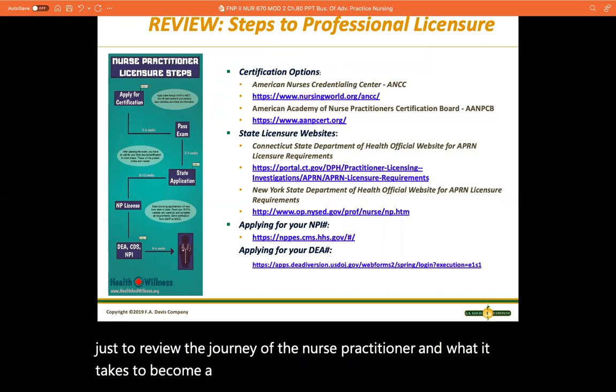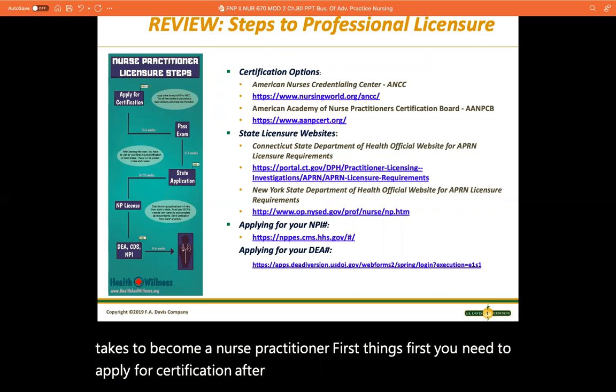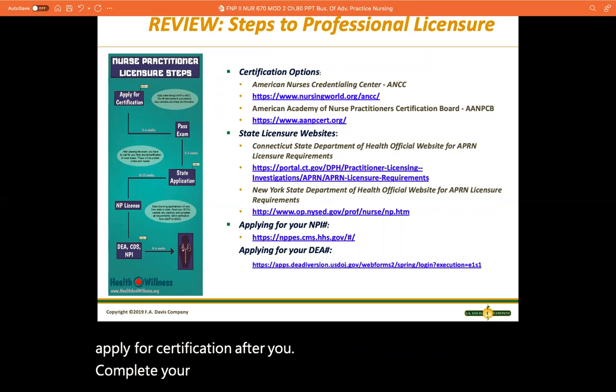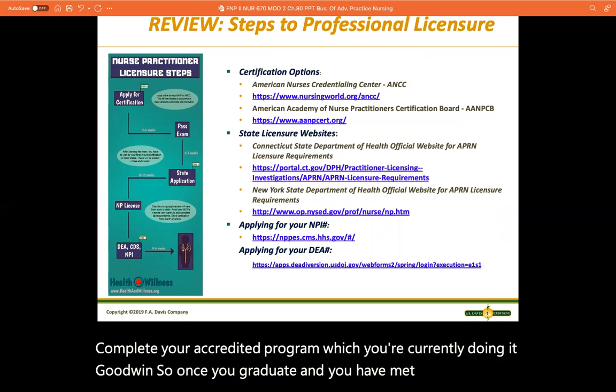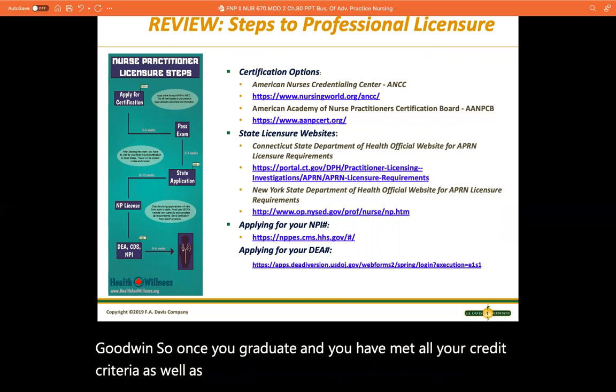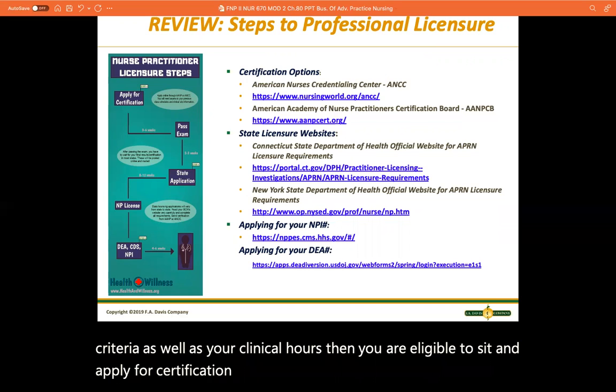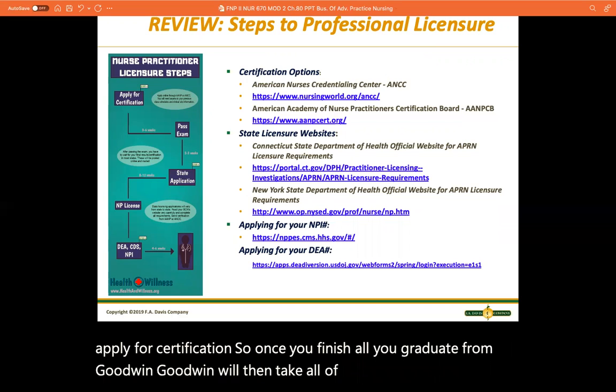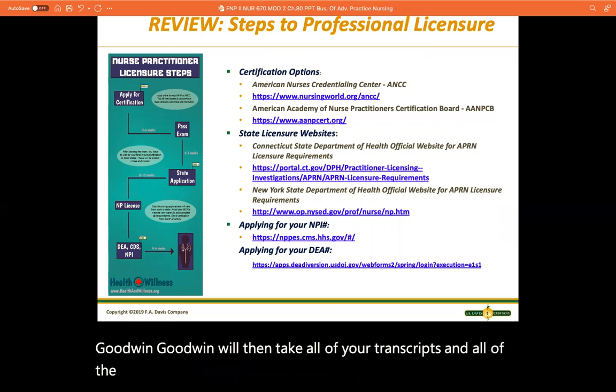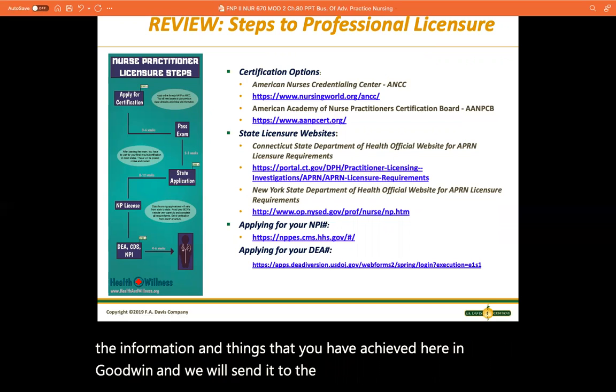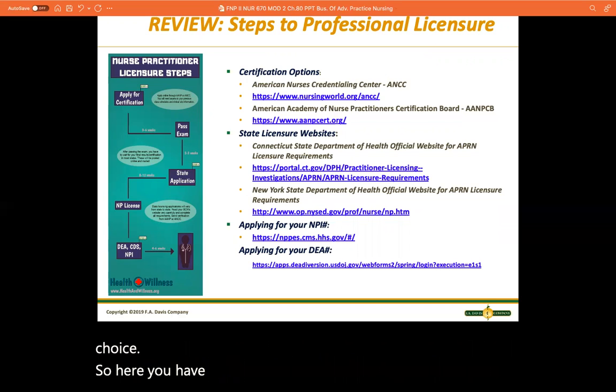First things first, you need to apply for certification after you complete your accredited program, which you're currently doing at Goodwin. So once you graduate and you have met all your credit criteria as well as your clinical hours, then you are eligible to sit and apply for certification. Once you graduate from Goodwin, Goodwin will take all of your transcripts and all of the information and things that you have achieved here, and we will send it to the credentialing center of your choice. So here you have 2 certification options.